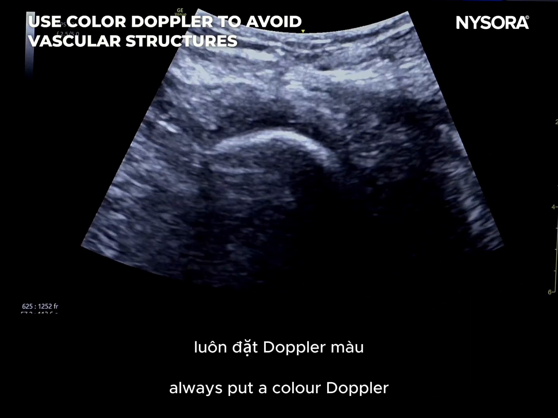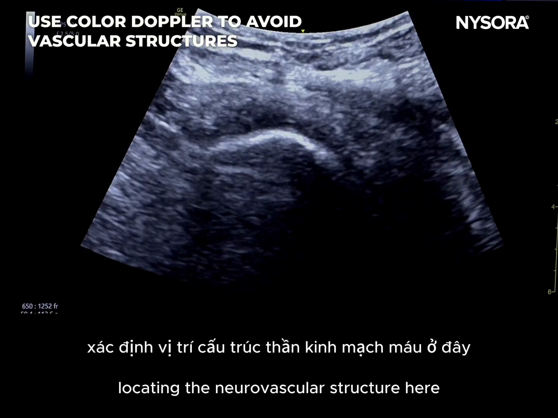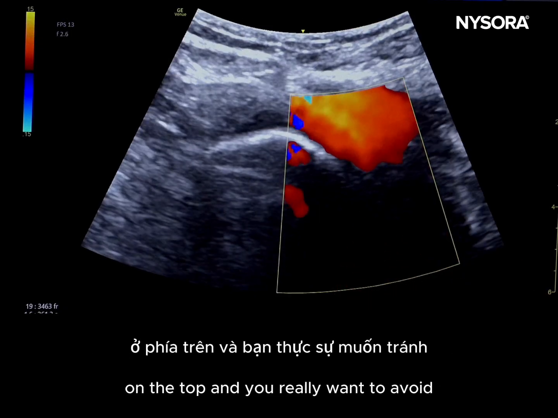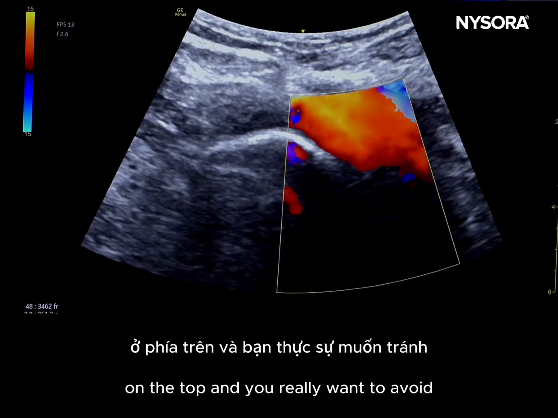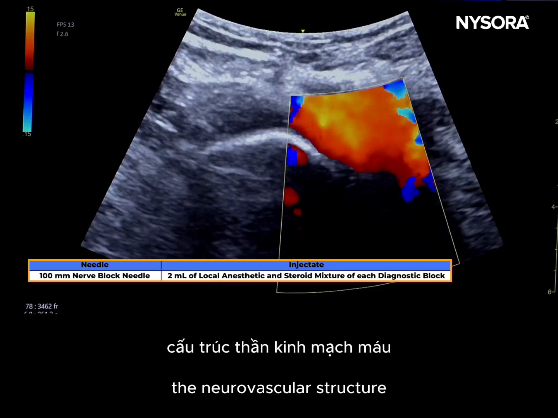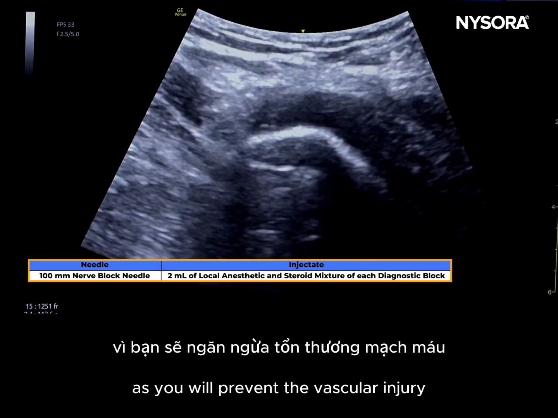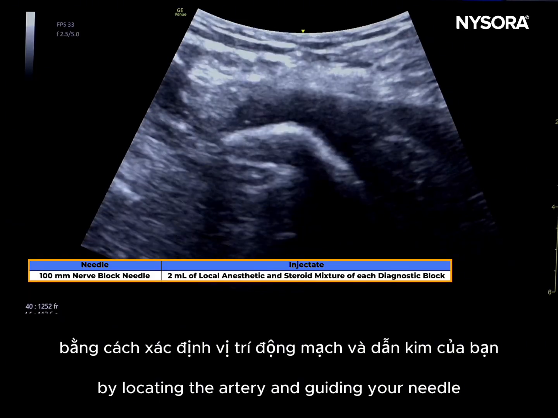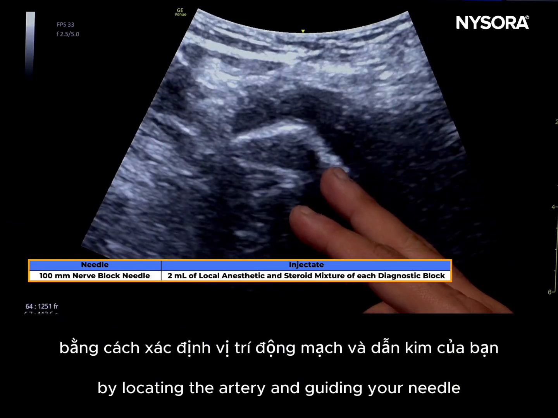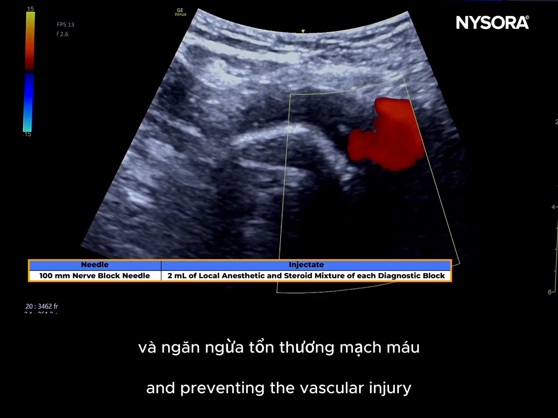Always put on color Doppler because you will be locating the neurovascular structure here on the top, and you really want to avoid the neurovascular structure. Hence the use of ultrasound is an advantage, as you will prevent vascular injury by locating the artery and guiding your needle.